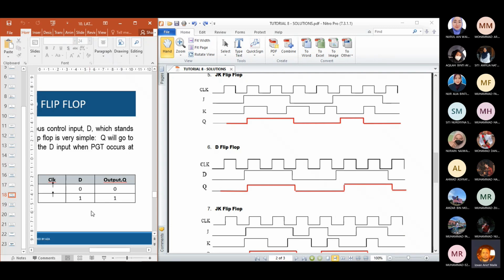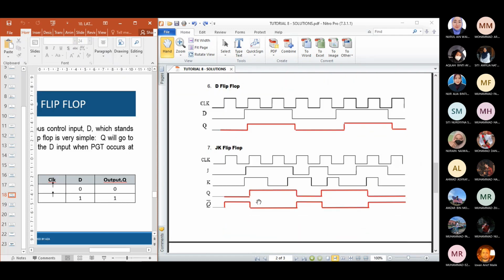Okay. And then number 7 is JK flip-flop as well. Sama macam ni. Okay, just compare them. So dekat sini it is 0, 0, 0, 0 adalah no change. This is 1, 1, dia akan toggle. This is 1, 0, dia akan still remain 1. This is 0, 1, dia terbalik jadi 0. And then on this clock pulse here, it is 1, 0, jadi 1 balik.